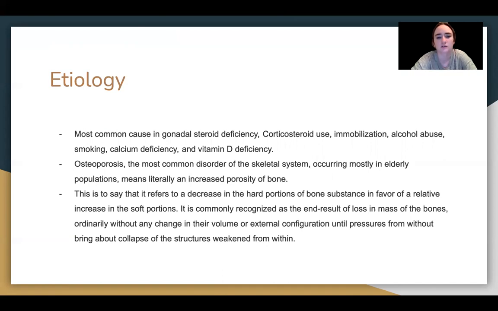Osteoporosis is the most common disorder of the skeletal system, occurring mostly in elderly populations, meaning literally an increased porosity of the bone, which is what those pictures that we showed earlier look like. This is to say that it refers to a decrease in the hard portions of bone substance in favor of a relative increase in the soft portions. It is commonly recognized as the end result of loss in mass of the bones, ordinarily without any change in their volume or external configuration until pressures from without bring about collapse of the structures, weakening from within.